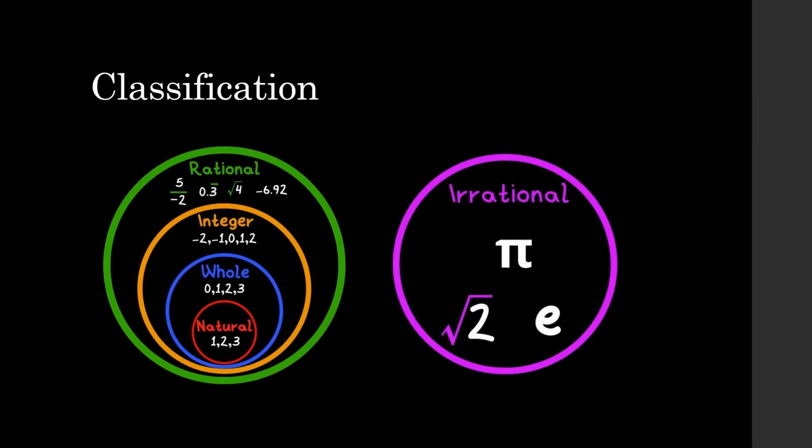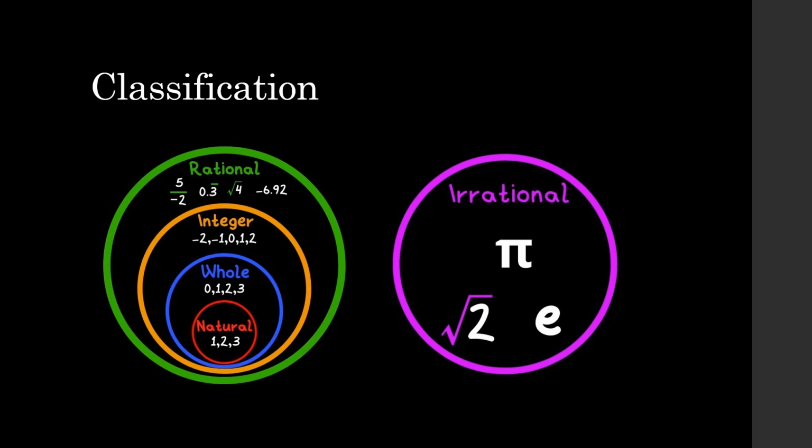Let us discuss the classification of real numbers. As you can see here, let us discuss first natural numbers. Natural numbers are those numbers which contain all counting numbers which start from 1. For example, 1, 2, 3, 4, 5 and so on till infinity. So this contains all positive numbers.